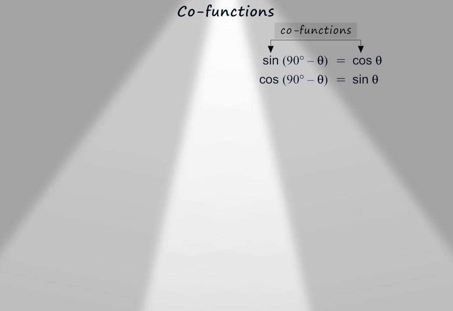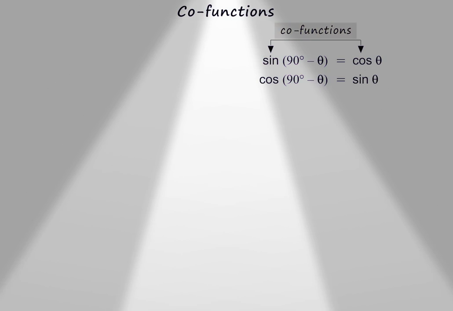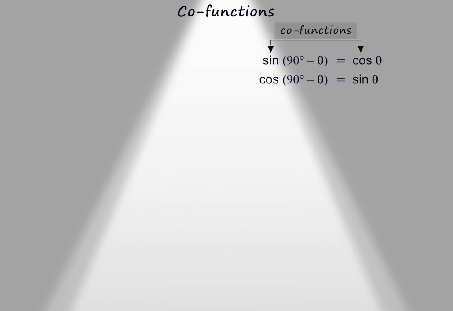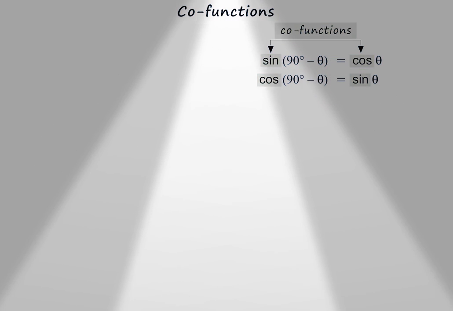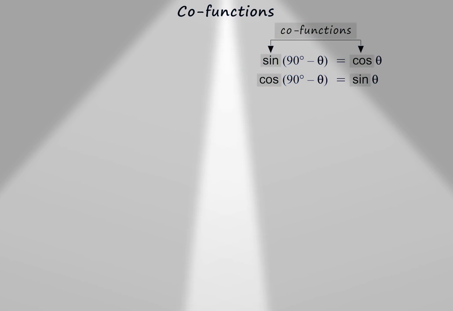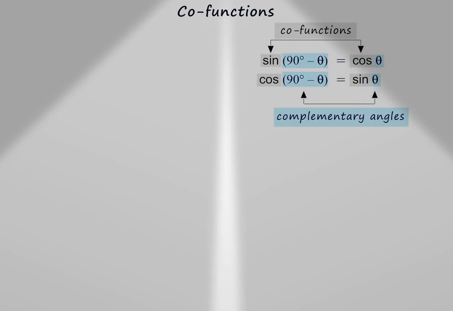This is our first pair of cofunctions which we use to reduce 90 degrees minus theta to theta. Please note, sine changes to cos and cos changes to sine. This is why they are called cofunctions. The angles 90 degrees minus theta and theta add up to 90 degrees. We say that they are complementary angles.